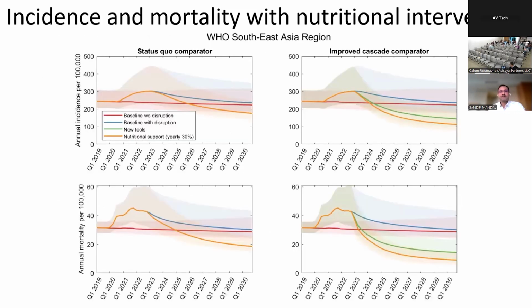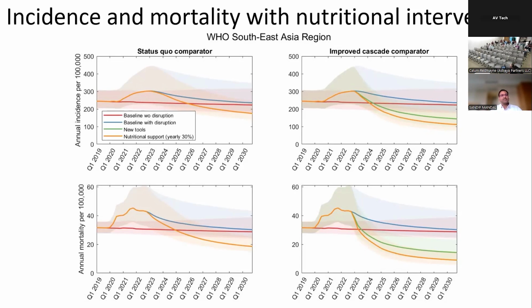So now see the impact of intervention by covering. I am showing only an illustrative example for the 30% coverage of nutritional support. Here, left-hand side shows the region WHO-CR zone, the result. The baseline, the red line here, is the baseline without any intervention and without any COVID disruption also. So now with COVID disruption, the baseline shifted to this blue line above. And now, after that, we are looking at the different interventions like nutritional support of 30%.